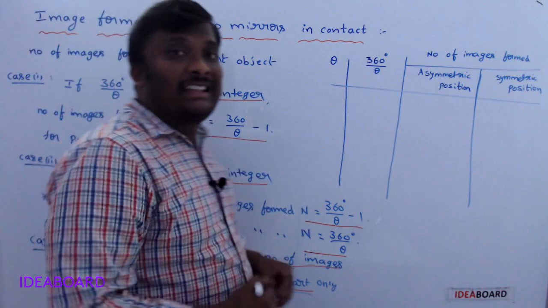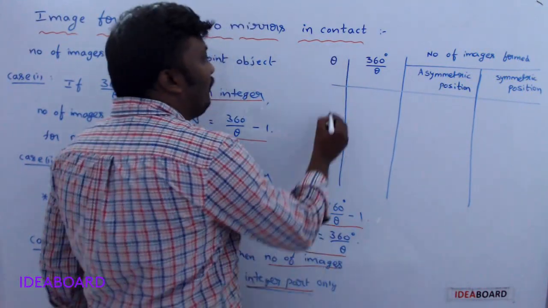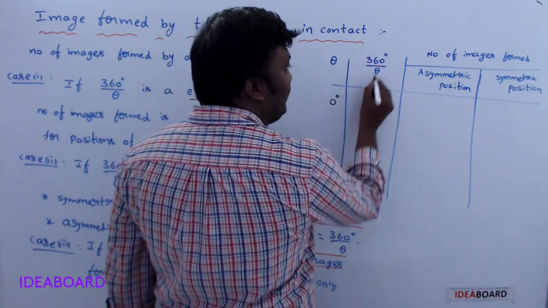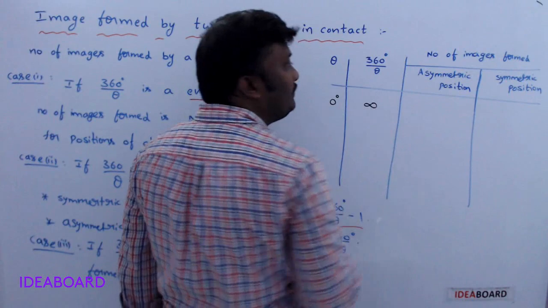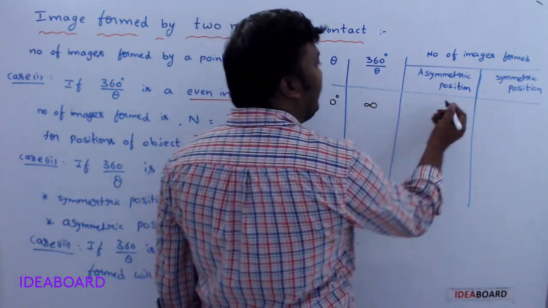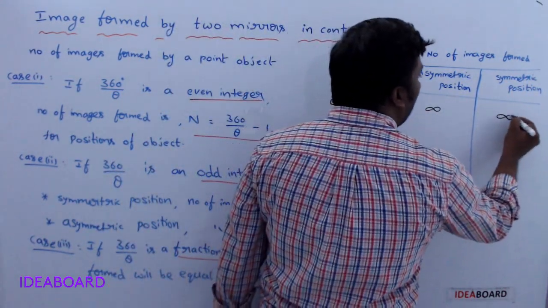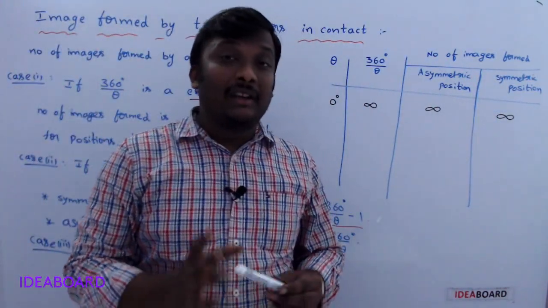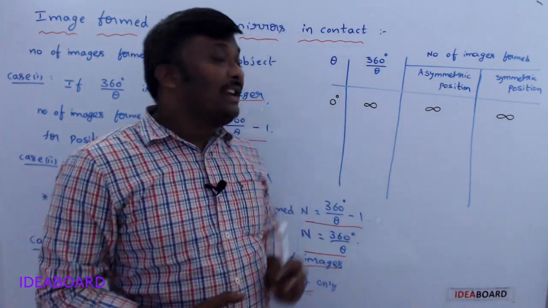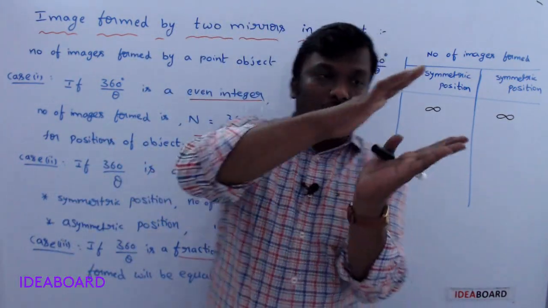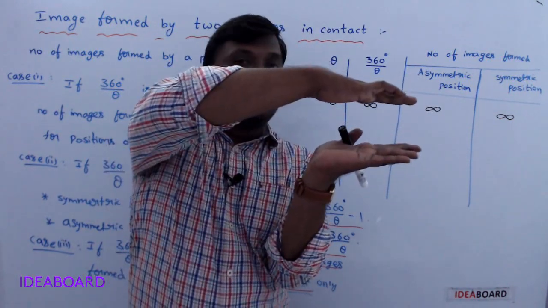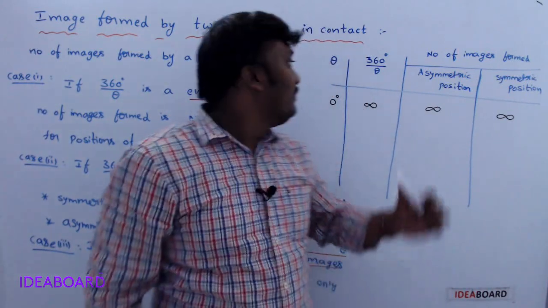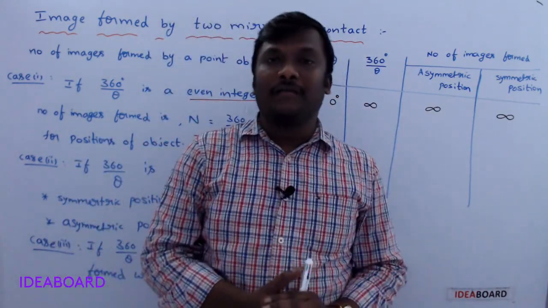Now, let us see different values of theta. First, suppose theta is 0 degrees, then 360 by 0 is infinity. If it is infinity, no doubt the value is also infinity, minus 1 only. That is a very, very important thing. What is the meaning of theta 0? Theta 0 means the two mirrors are parallel. When two plane mirrors are put parallel, how many images are formed? An infinite number of images.